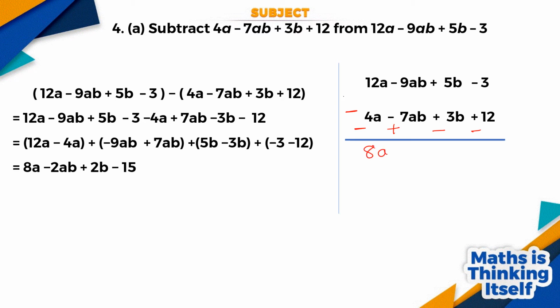Here negative 9 plus 7, because we want to add only the coefficients of ab and ab, so the answer is minus 2. Put ab, the algebraic factor, there. Here also, 5 minus 3 gives plus 2, and b is the algebraic factor, and the constant term minus 3 minus 12 gives minus 15. After writing this, in the final answer we write 'therefore' and write your answer, which is your final answer.